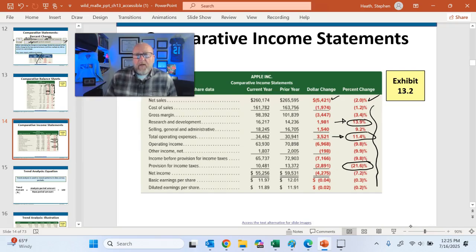Interesting. And then my income taxes, provision for income taxes, that decreased. What happened? Was there a change in the tax law? Why is there a substantial difference with provision for income taxes? But a horizontal analysis is allowing us an opportunity to quickly identify things to investigate.